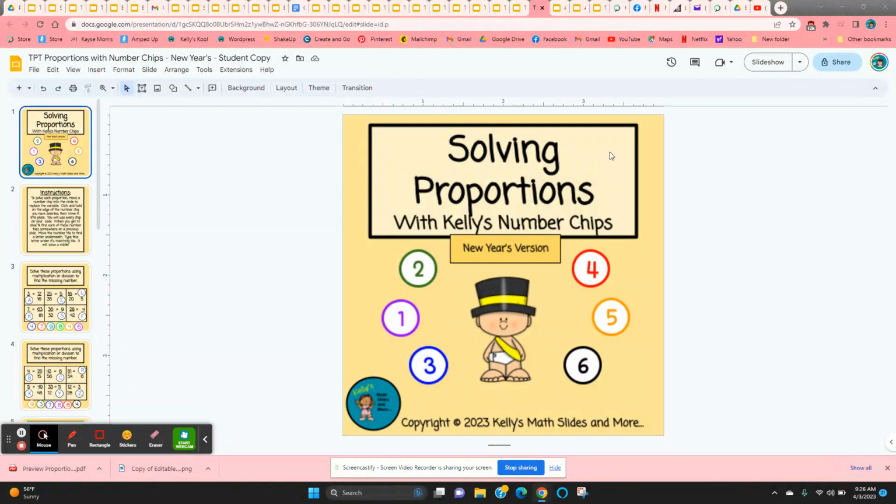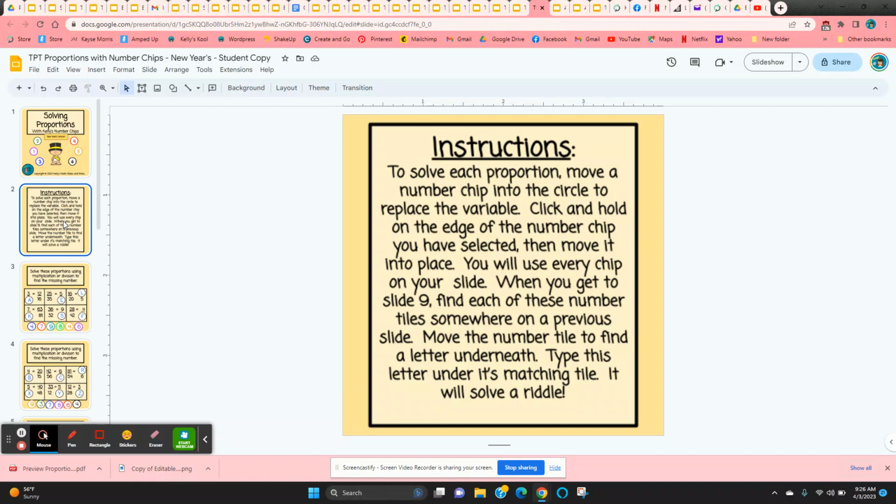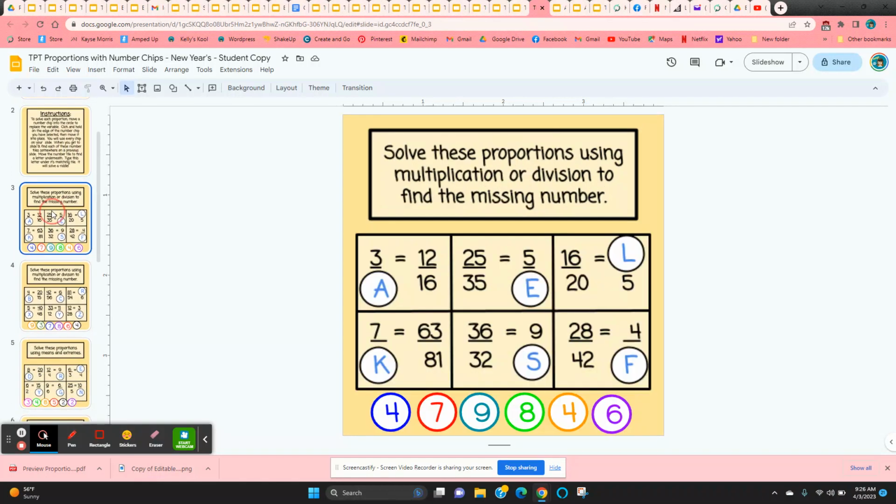Solving proportions with number chips. This is the New Year's version. All of the instructions are on slide 2. Students are going to start on slide 3. So they're going to be creating equivalent ratios or equivalent fractions, and they're going to be moving these number chips.